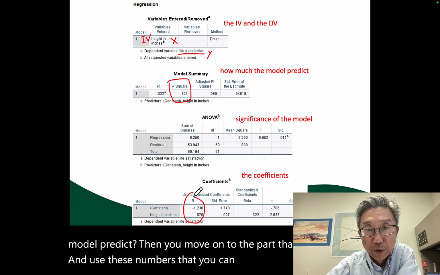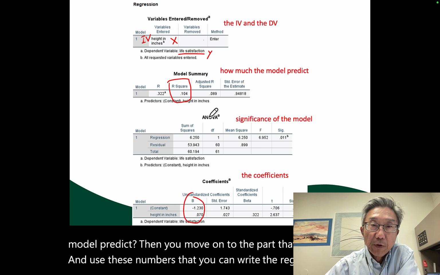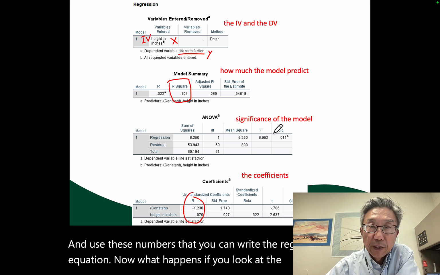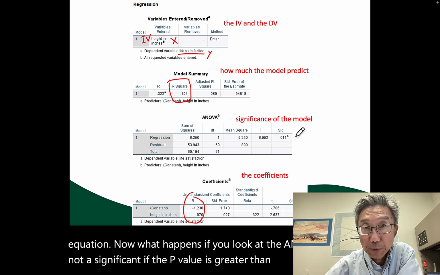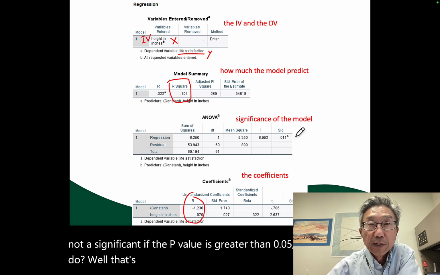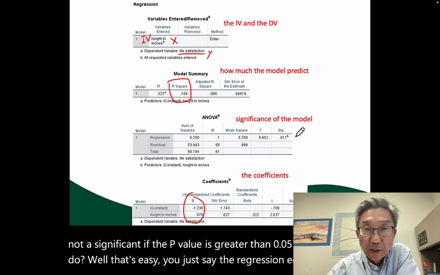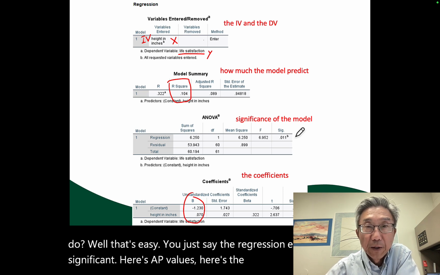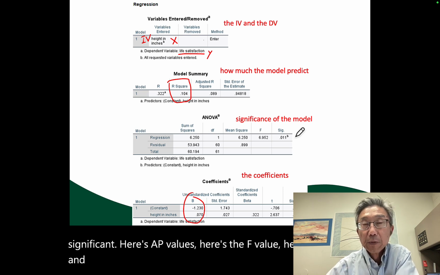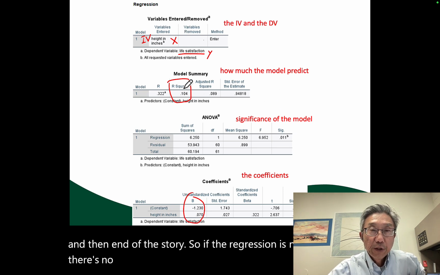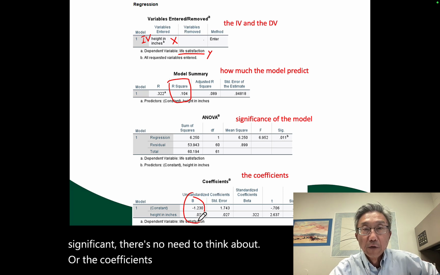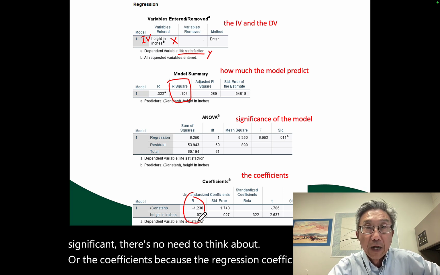You use these numbers to write the regression equation. Now, what happens if you look at the ANOVA and this is not significant? If the p-value is greater than 0.05, then what do you do? Well, that's easy. You just say the regression equation was not significant. Here's the f-value, here's the p-value, and end of story. So if the regression is not significant, there's no need to think about the r-squared or the coefficients, because the regression equation is not significant.